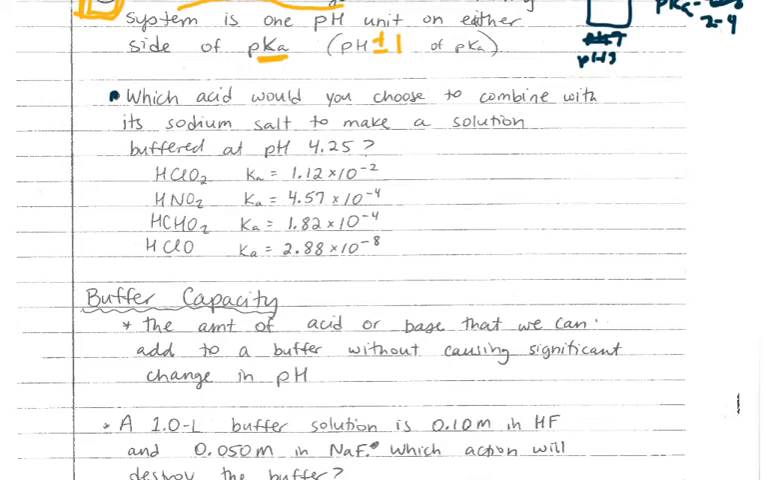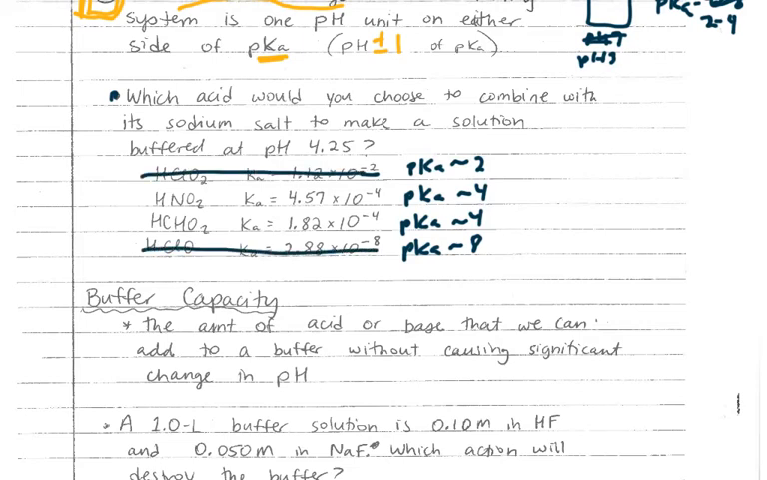All right, so it gives you 4 different acids and 4 different Kas. We could calculate the pKas of all of these, but I'm going to just do some estimations. Based on the exponent here, this pKa is going to be about 2. This one will be about 4. This one will be about 4. And this one will be about 8. All right, so we can rule out this one and this one. We want one that has a pKa that's close to 4.25.